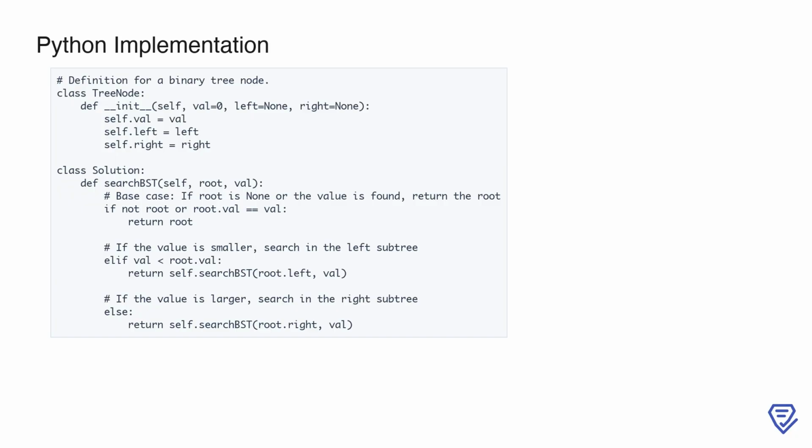This approach ensures that the search is efficient, operating in O(h) time complexity, where h is the height of the tree. In the best case for a balanced tree, this is O(log n), and in the worst case, a completely unbalanced tree, it becomes O(n).